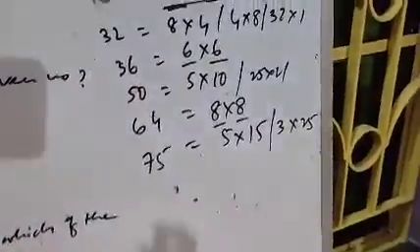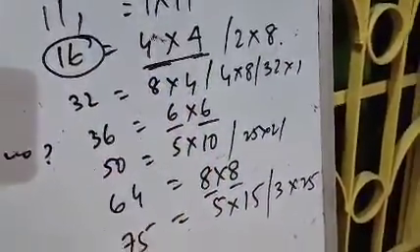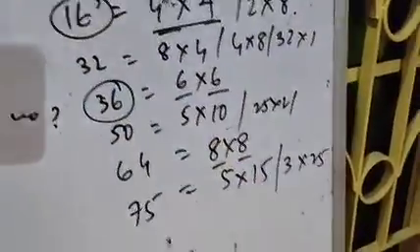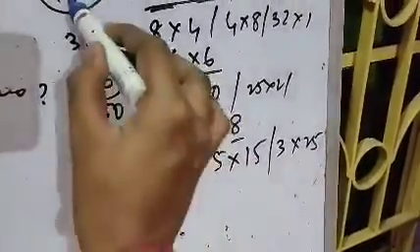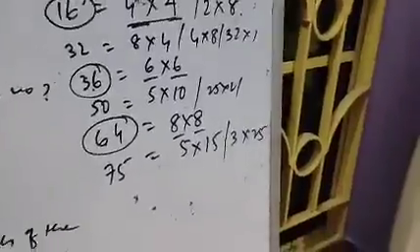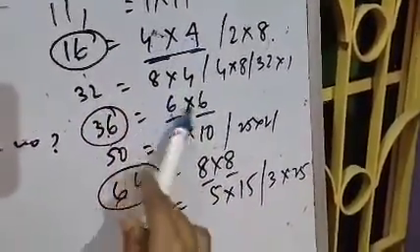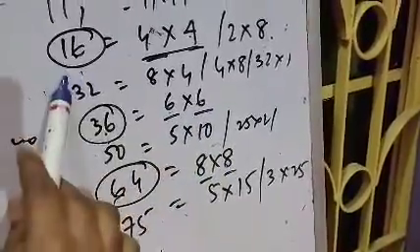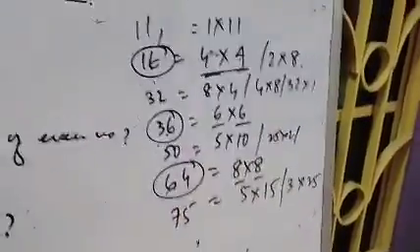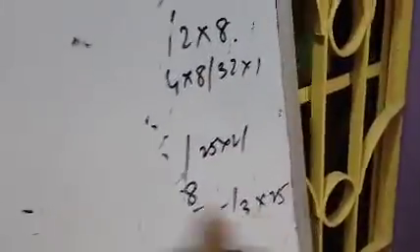But look at these numbers, 16, next 36 and next 64. These three numbers are perfect square numbers because these three numbers can be expressed as the product of two equal integers. Clear? Next, question number 2.